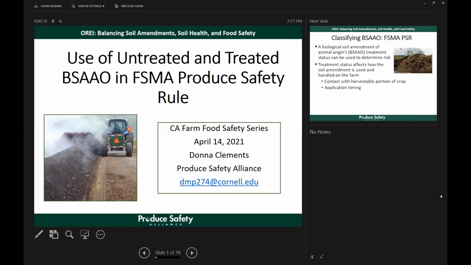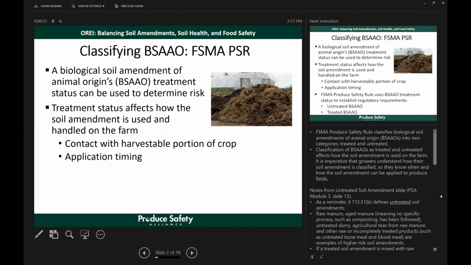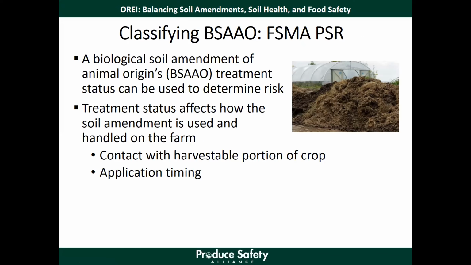And today I was asked to talk about the use of untreated and treated soil amendments, or what we call biological soil amendments of animal origin, in the FSMA produce safety rule. This talk today is really going to be a follow-up of what we introduced last week. We talked quite a bit about the risk of using soil amendments from a foodborne pathogen standpoint, and a little bit about treated versus untreated soil amendments.